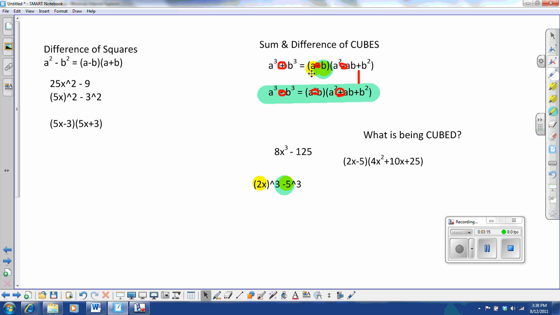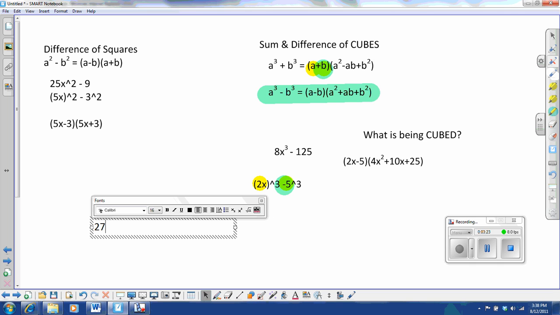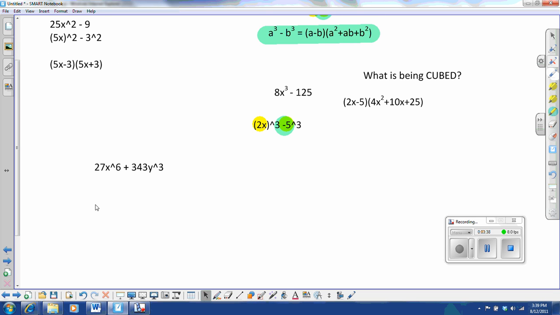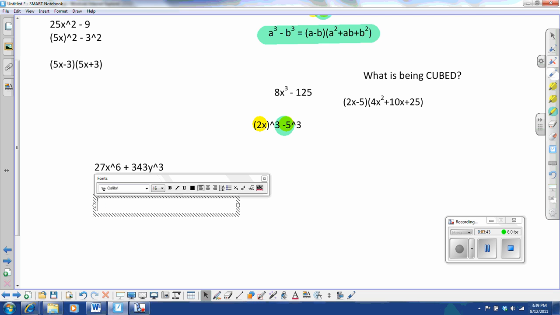Okay, let's do another one with the sum of cubes. Let's say we have 27x to the 6th power plus, let's say, 343 times y to the 3rd power. Here's a problem where you need to make sure you know your powers. So I recognize 27 as 3 to the 3rd. So I know I'm going to have a 3 that's being cubed.